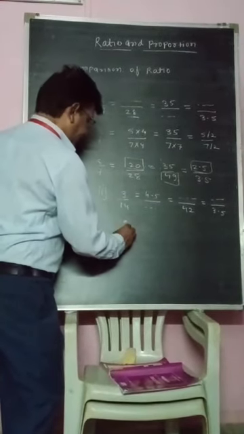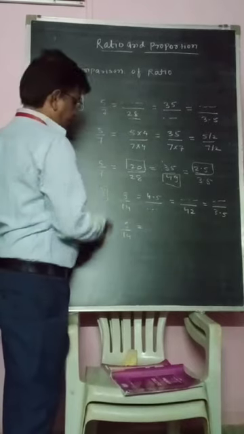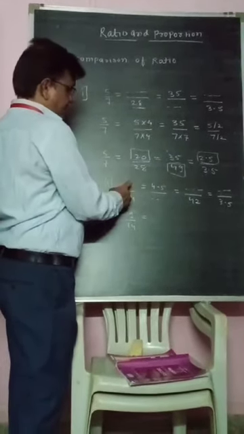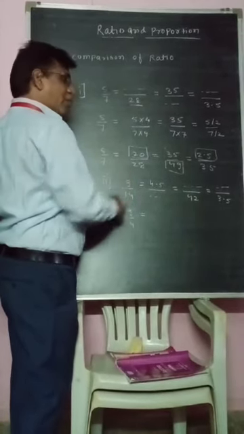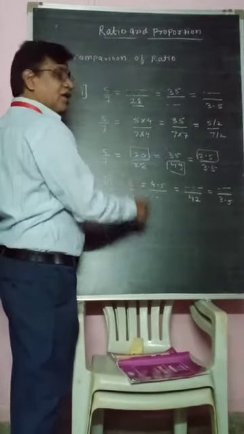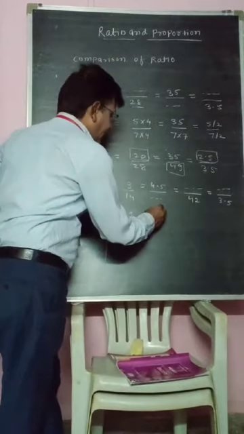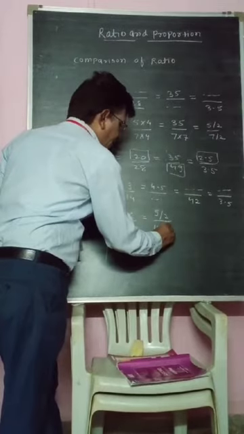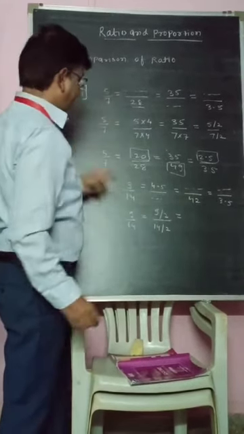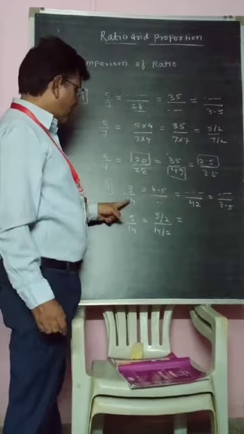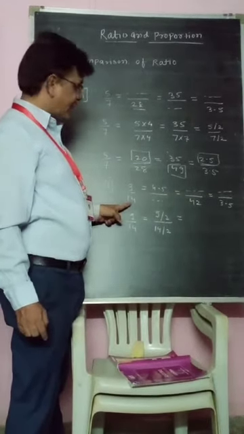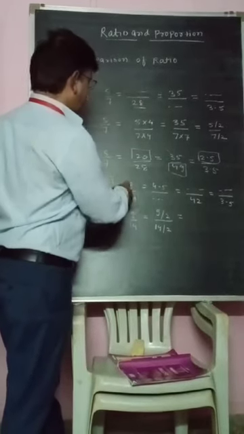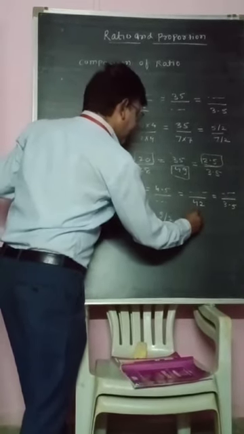9 by 14 is equal to, see, when we divide 9 by 2 you get 4.5, means you have to divide the numerator by 2. Similarly you have to divide the denominator also by 2. So here 9 by 2 upon 14 by 2. Again, 42 is there, means you have to multiply 14 by 3. So you have to multiply the numerator also, 9 into 3.